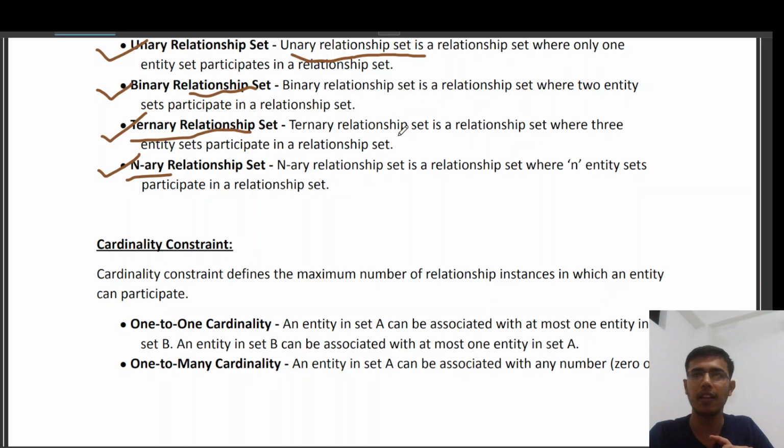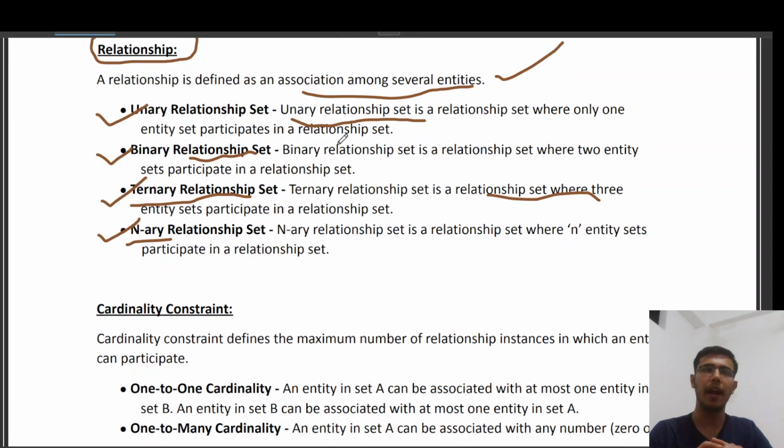Ternary is where three entity sets participate, and n-ary means n entity sets participate. So basically, a relationship is defined as the association among several entities, meaning the connection among the various entities is what we call a relationship. So relationships are of four types basically.